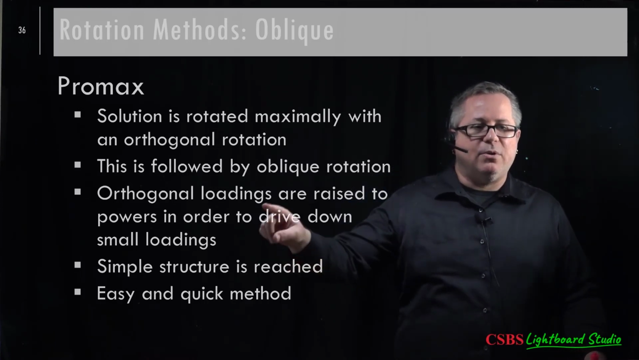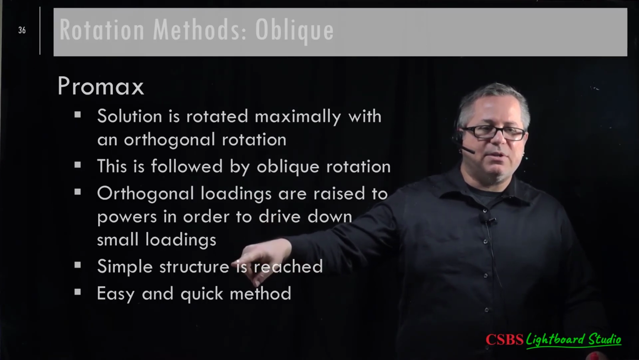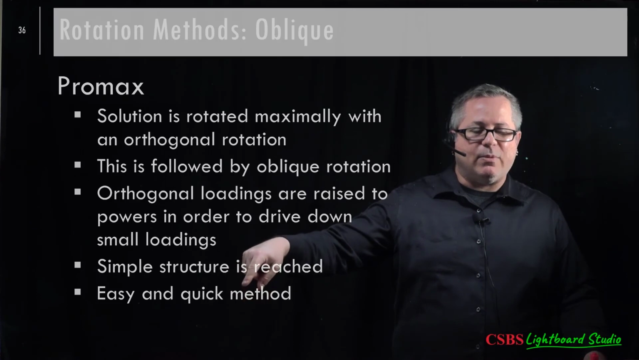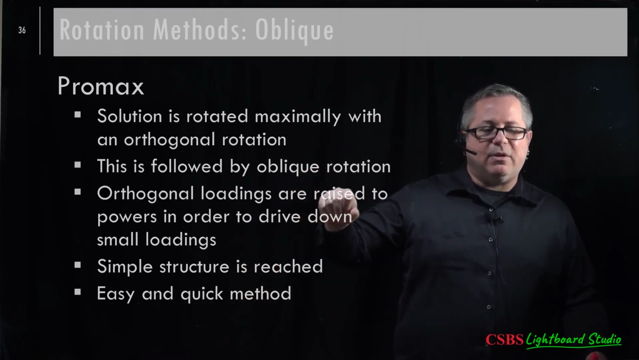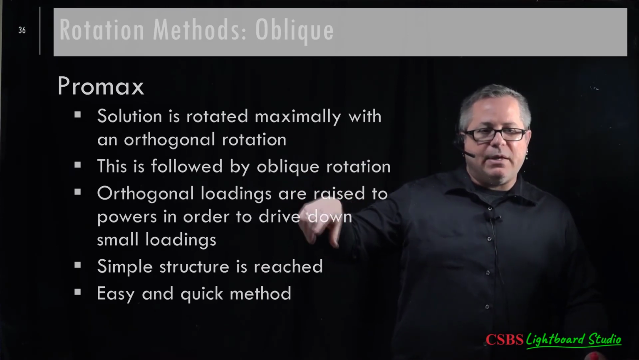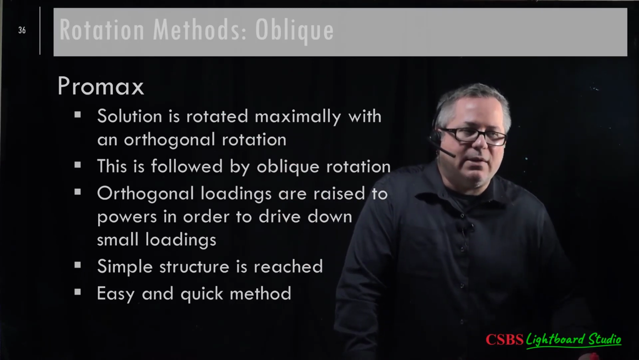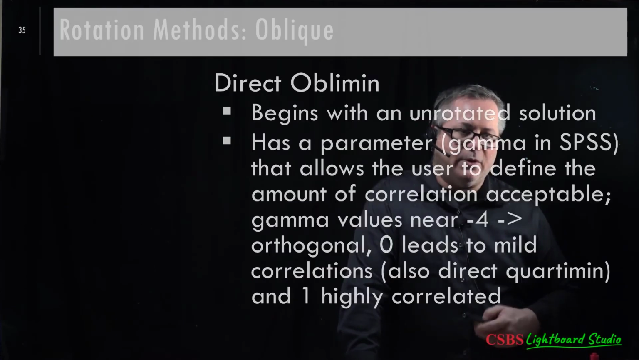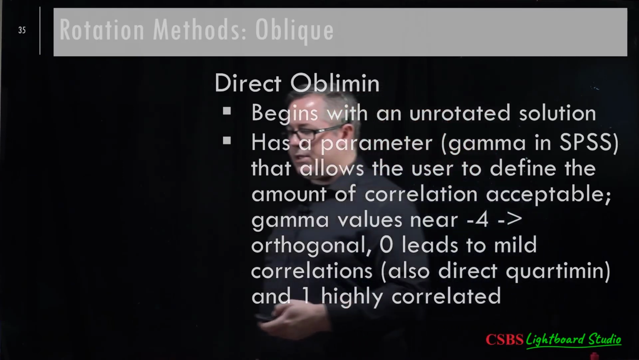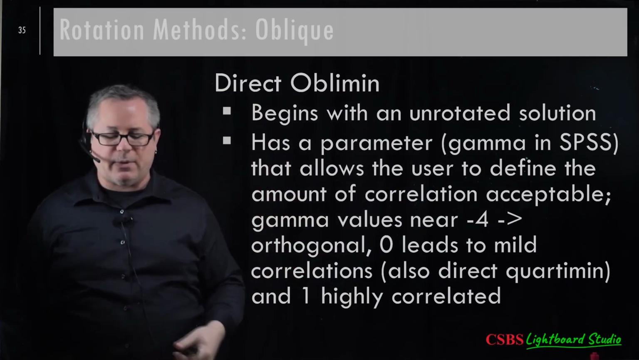So orthogonal loadings are raised to powers in order to drive down small loadings until simple structure is reached. It's an easy and quick method, which is why people liked it, because they could get as far as they could with orthogonal and then let things go oblique, which means there were fewer iterations to get there. It also will minimize the amount that the factors are allowed to correlate. So it keeps the correlations at a minimum while trying to find simple structure at the same time. If you're going to do an oblique rotation, this one's probably the one that's used more often.